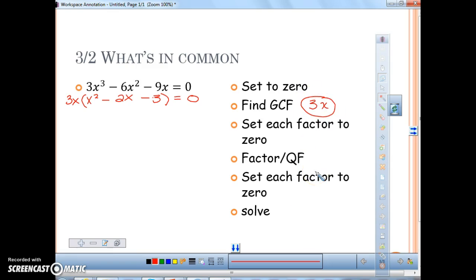Then we have, essentially, two factors. We have 3x that we're going to set to 0, and then we have what's in parentheses that gets set to 0. Give her a minute to write down the next line, okay?